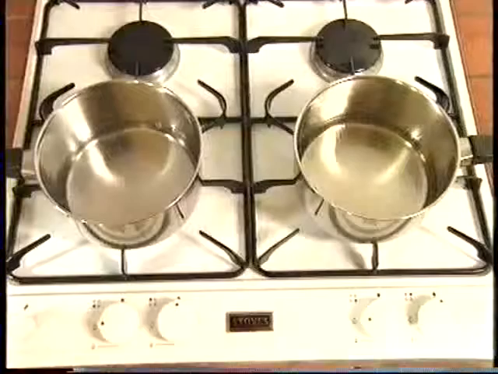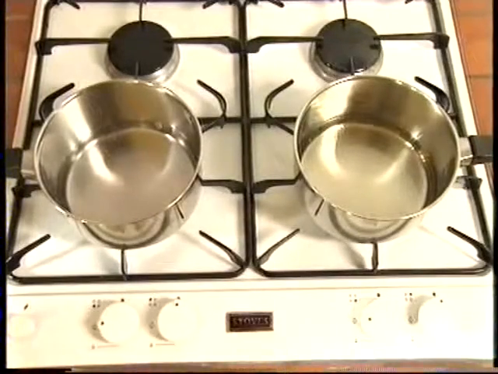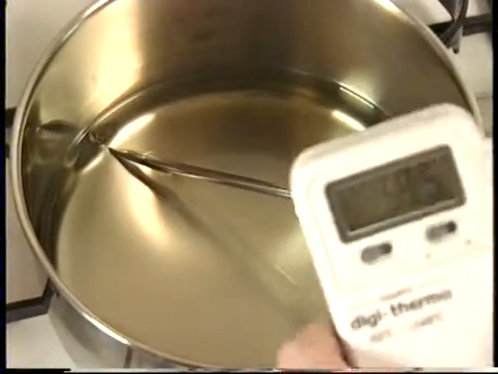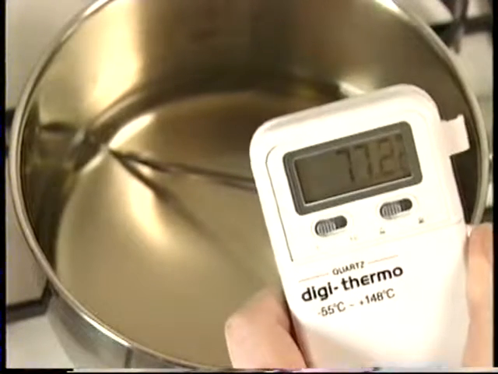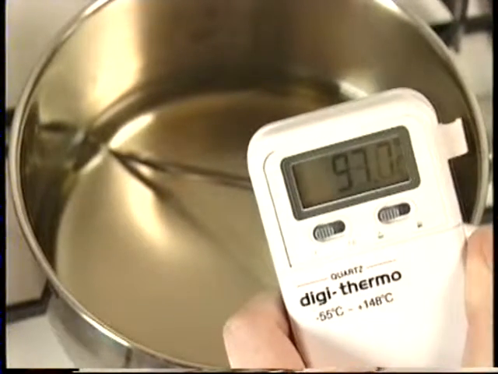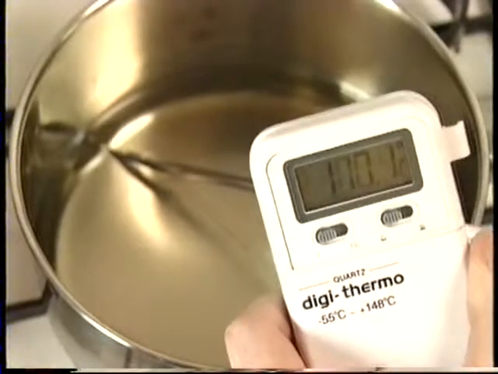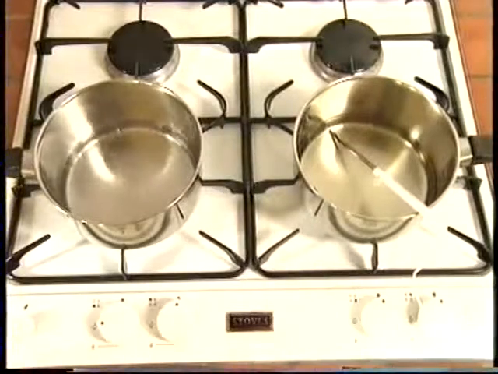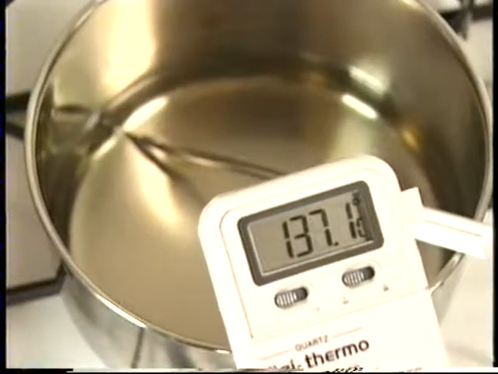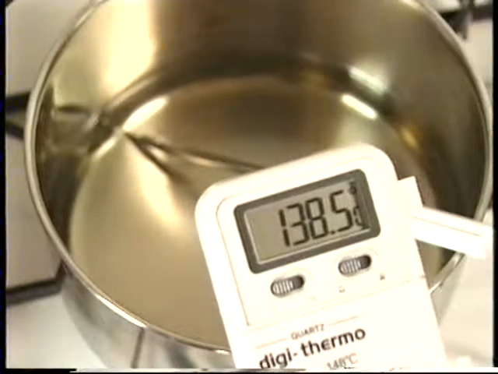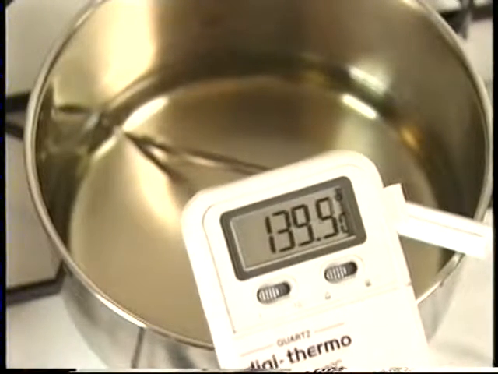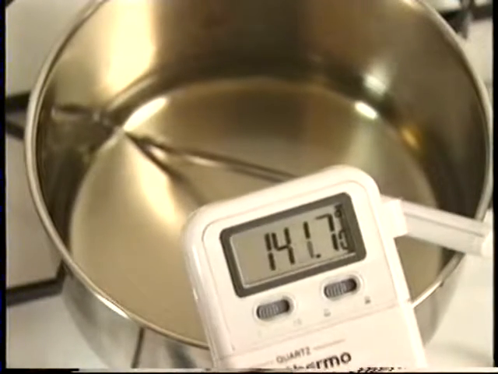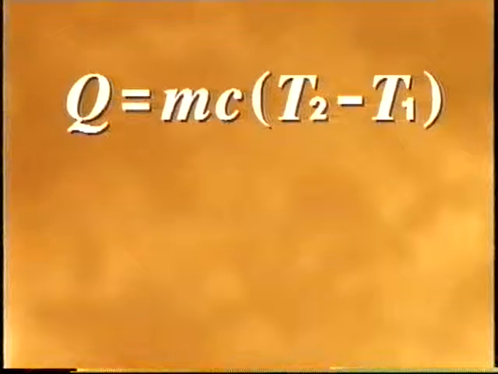Each pan contains 200 grams. Water on the left, oil on the right. As the pans are heated, the oil temperature increases rapidly. When the water starts boiling at 100 degrees Celsius, the oil temperature has reached over 130 degrees. For a given temperature rise, the oil needs less heat energy than water. We say that oil has a lower specific heat capacity than water.